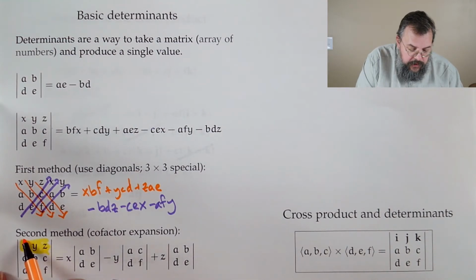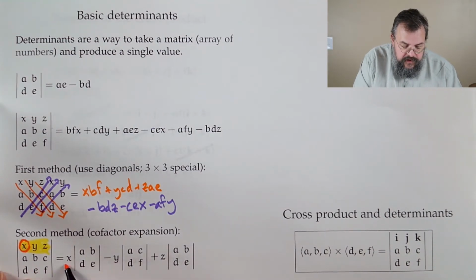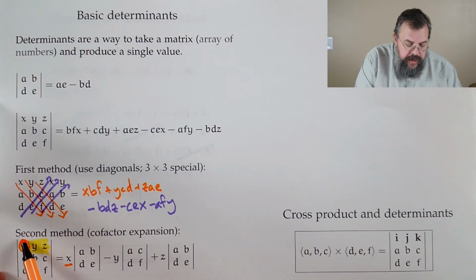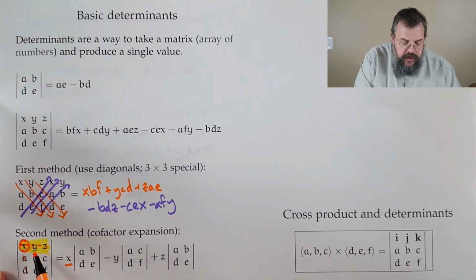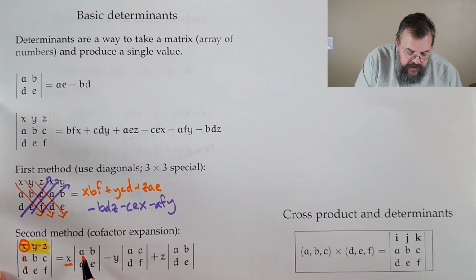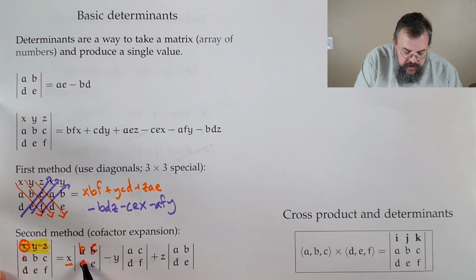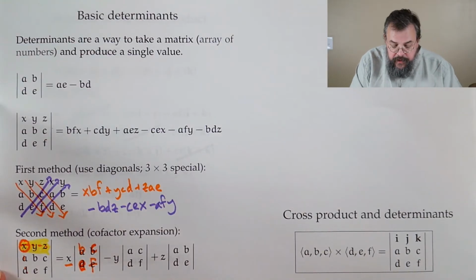So what we do is we say you grab the first entry. So there's the first entry. Then you imagine that you cross out the first column and the first row. And you see there's a little smaller matrix left here. And, oh, there's a typo here. That's not correct. Let me fix this. This should be B, C, E, F. Sorry about that. That's a typo.